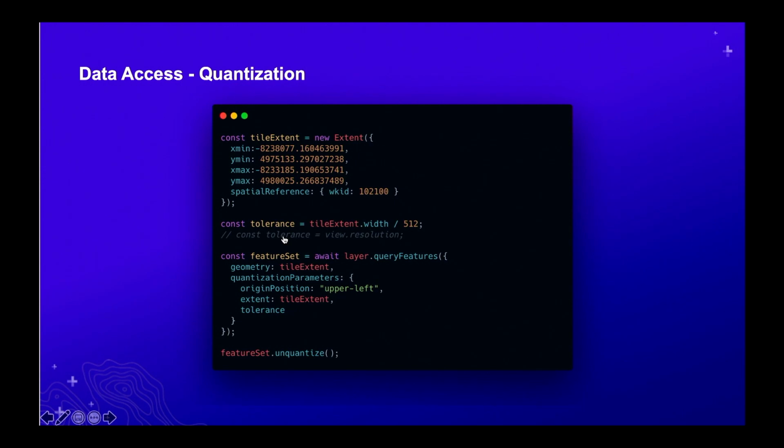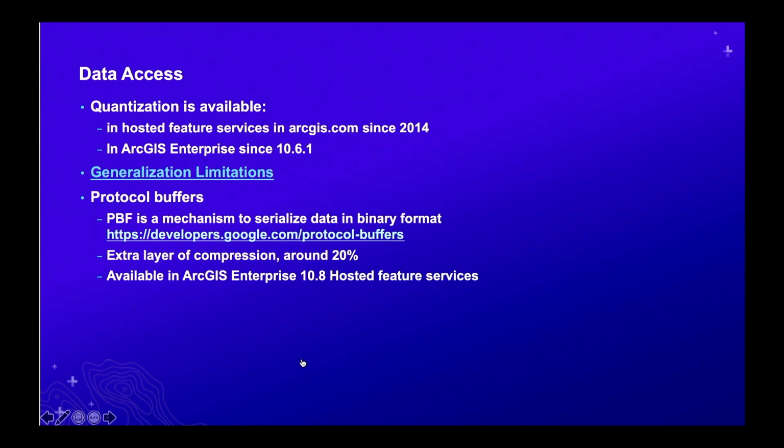So you may want to use this technique if you don't really care about having precise geometries, but you want to have some of it. You can pass the quantization parameters. But maxAllowableOffset for generalization of a single geometry works well as well. And then you query for the feature set, and then you call unquantize, and it will unquantize the coordinates to get coordinates back into Web Mercator, for example. So quantization is available since 2014 in ArcGIS.com, and in Enterprise 10.6.1.